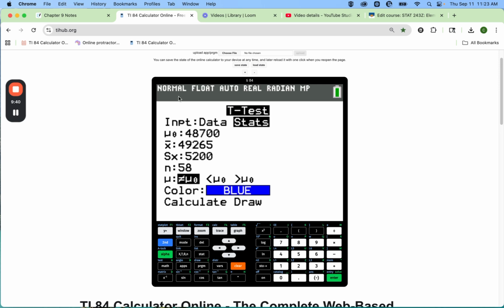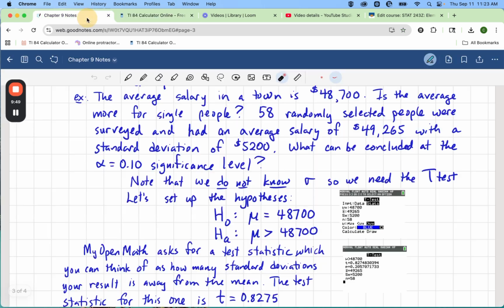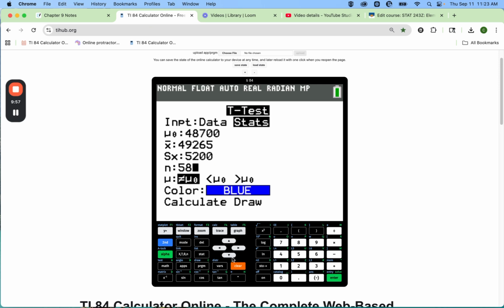And then the biggest mistake I see students making here is they pick the incorrect not equal, less than, or greater than. You look at what we did: we did the greater than right here. So when I go back to my calculator, I just have to make sure that the greater than is selected.